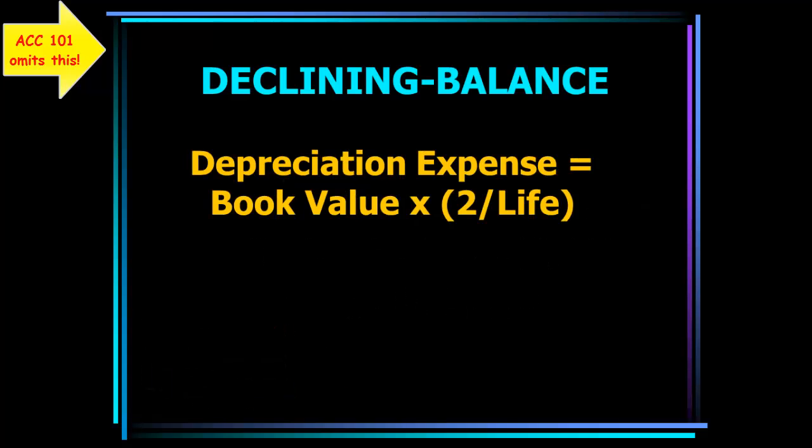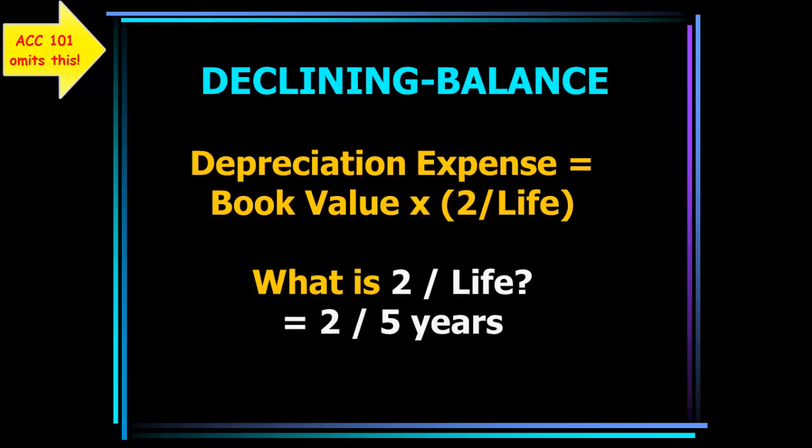Let's do the 2 divided by the life for starters. 2 divided by the life, how long is this asset going to last us? 5 years. 2 divided by 5 gives me 40%. Now, if it comes out nice and neat, I use a percent. That one came out exactly to 40%, right? What if it had been 2 divided by 6? That would be 33.333333. I would use the fraction then, instead of using a percent. If it doesn't come out nice and neat, I'd use the fraction. If it comes out nice and neat, I'm going to use the percentage.